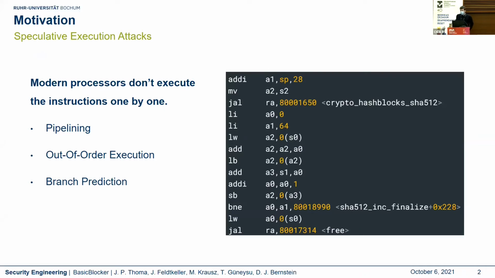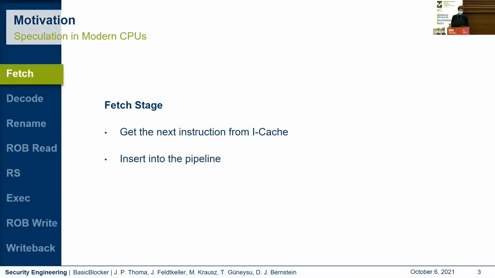So I guess most of you have a quite decent understanding of how a processor works, but I hope you excuse me if I repeat some of the basics just to make sure all of us are on the same page. Modern processors don't execute the instructions one by one, but rather they have features like pipelining and out-of-order execution and branch prediction to make the execution much faster and to gain performance. I will go into the details a bit more now.